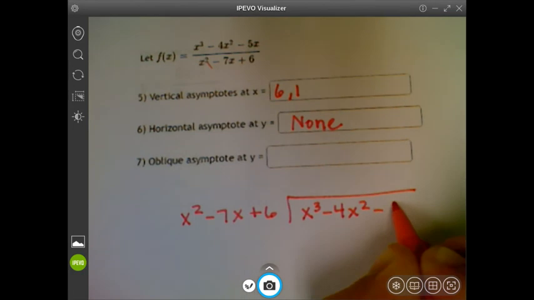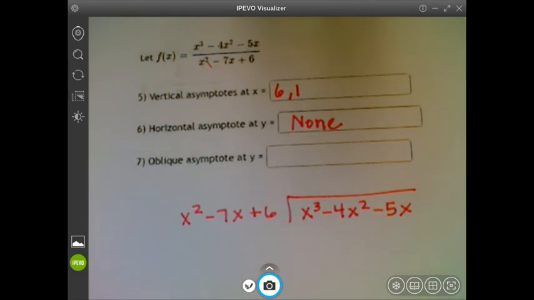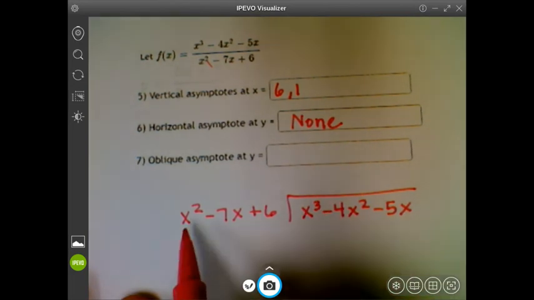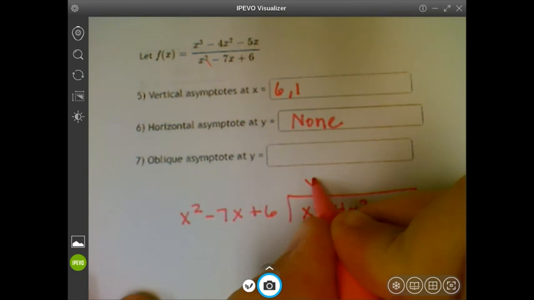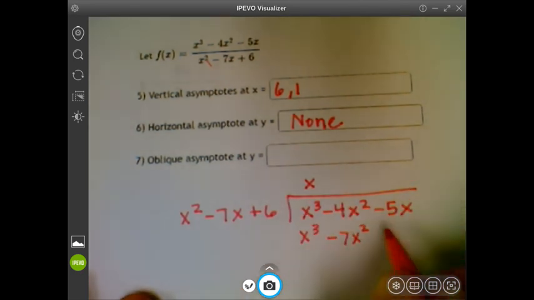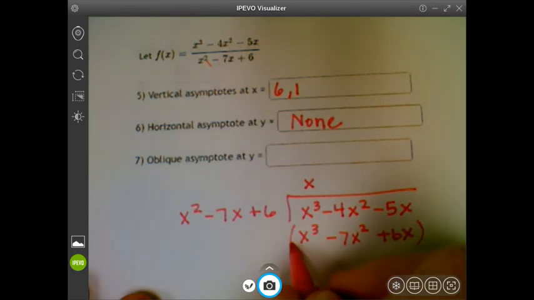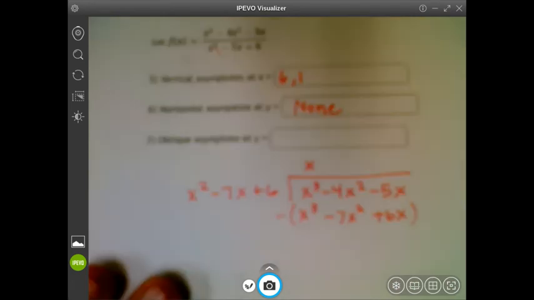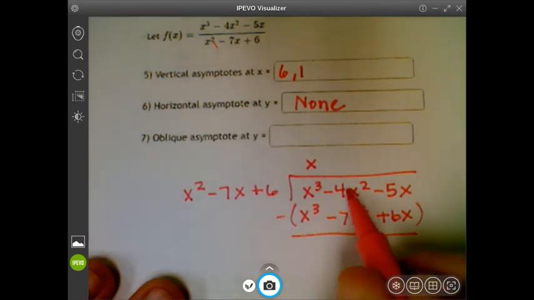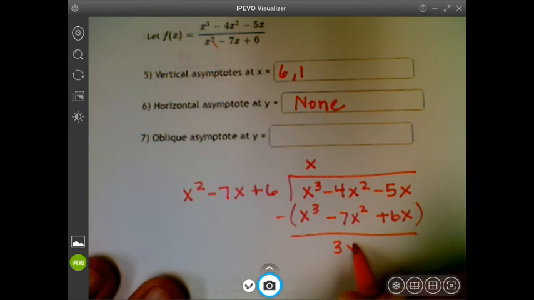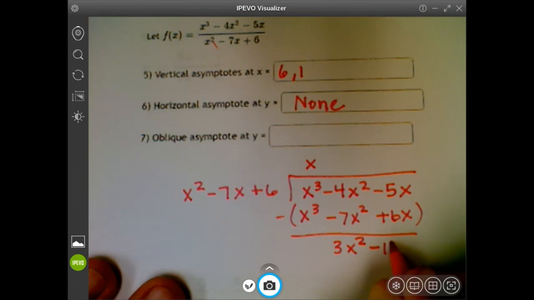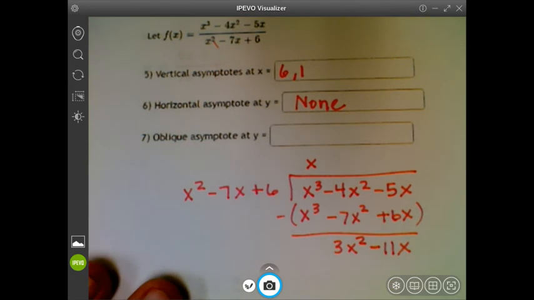4x squared minus 5x. So we need to long divide these. What we get here when we're long dividing, that is going to be our oblique asymptote. So x squared times what is x cubed? Well, that's x. Carry it through, we have x cubed minus 7x squared plus 6x. And if you remember, you have to subtract everything there. So we'll have 0, we'll have -4 plus 7, so 3x squared, and then we'll have -11x. And then you keep going.